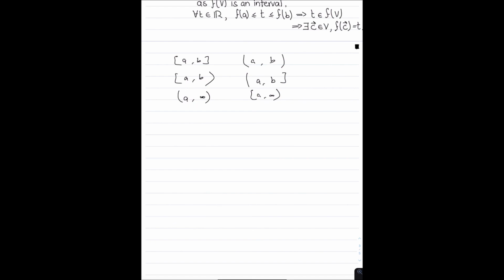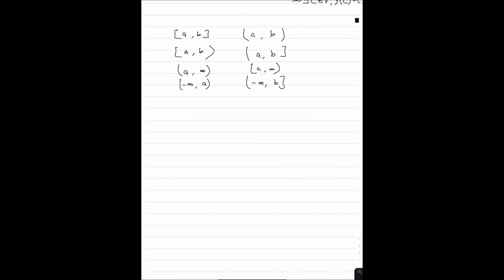You would do negative infinity comma a, and then negative infinity comma b. So you would have to go through all of these intervals, because these are all the different kinds of intervals, unless I missed something. You would have to go through all of these different intervals, and then show that if f of a and f of b are elements of any one of these types of sets, then everything in between will also be in there.